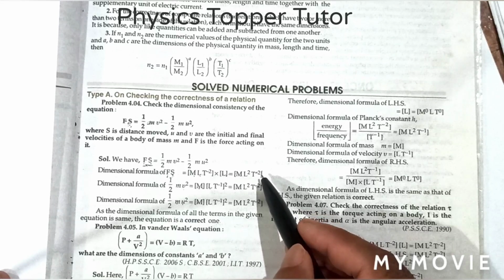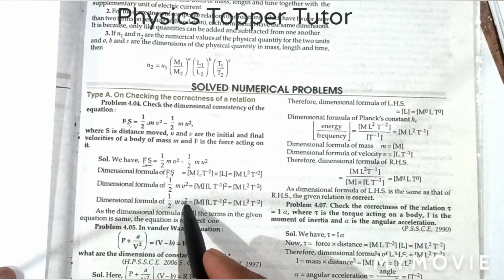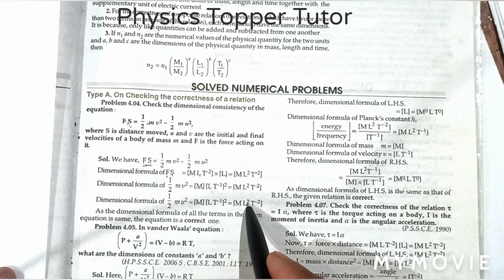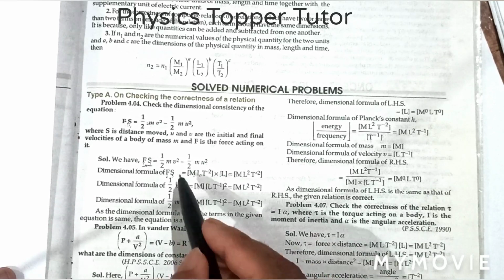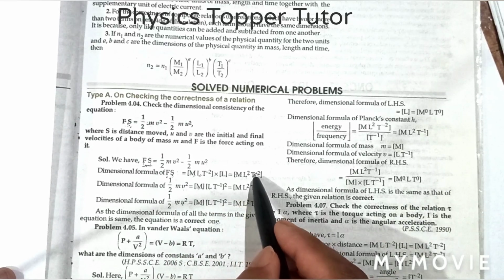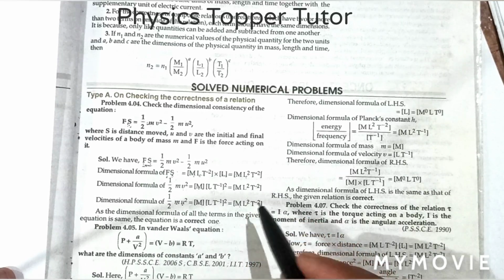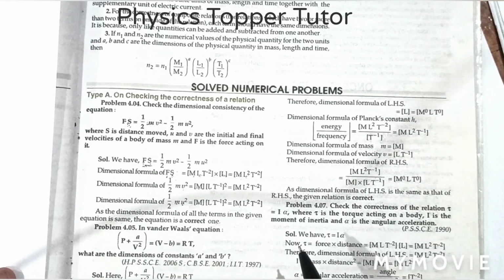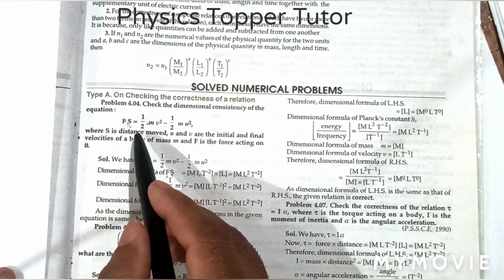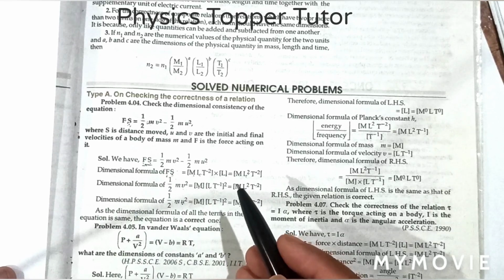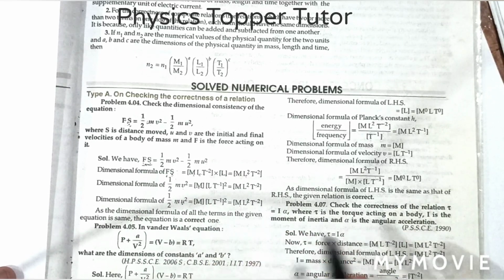So let's check whether the third one is also the same or not. Half mu squared: M, L T to the power minus 1 then whole squared, M L squared T to the power minus 2. When we solve each term, it comes out to be M L to the power 2 T to the power minus 2. So all three terms are the same. As the dimensional formula of all the terms in the given equation is the same, the equation is a correct one. This is how we check an equation. There are lots of equations in physics, so it is very easy to check whether they are correct or not. Some equations may be wrong also.